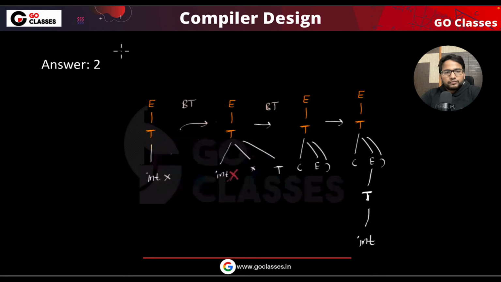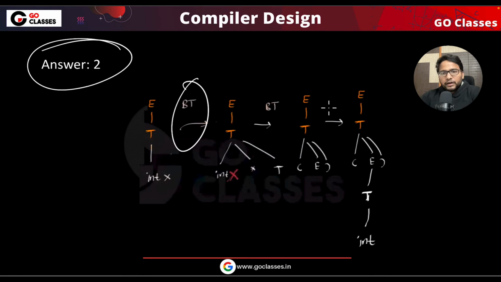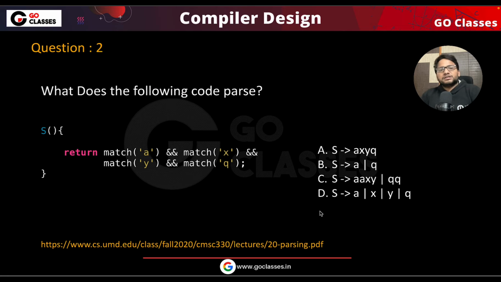So answer is 2. Right? You are backtracking here and you are backtracking here. Just 2 times you are backtracking. I hope you understood. Easy question, just to get started. Okay. Now let's just see the second question, which I have taken from this university.